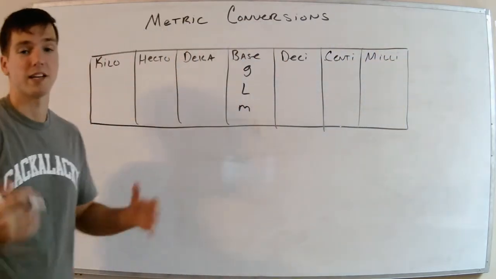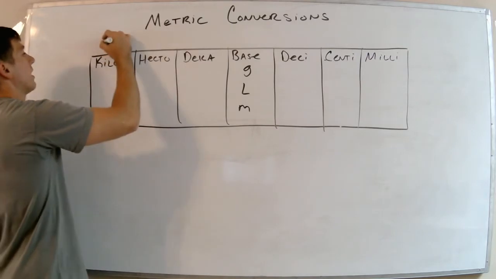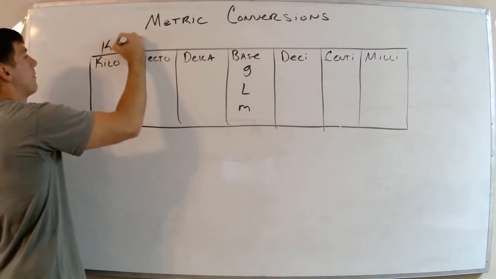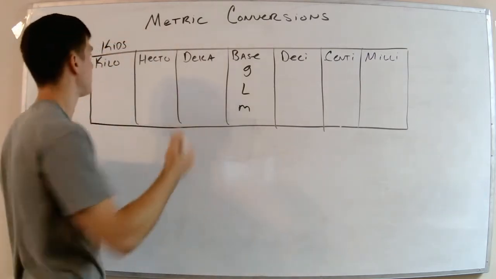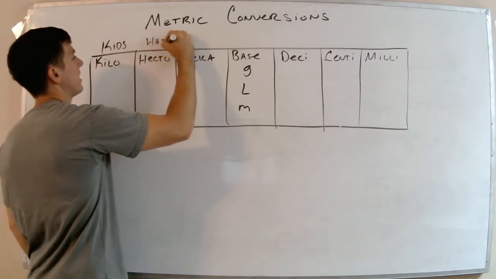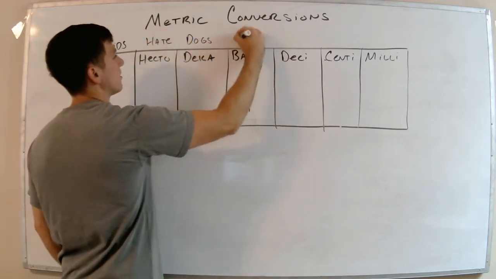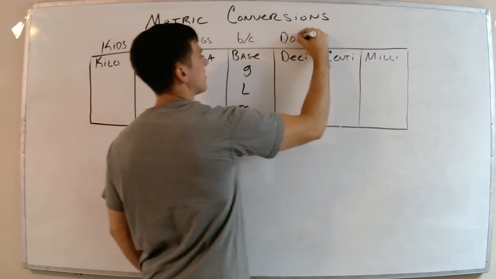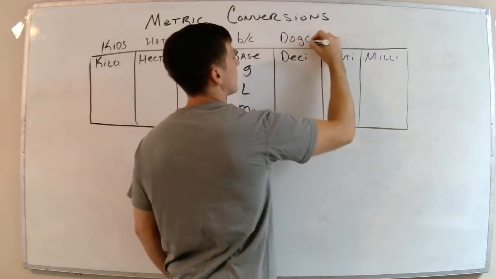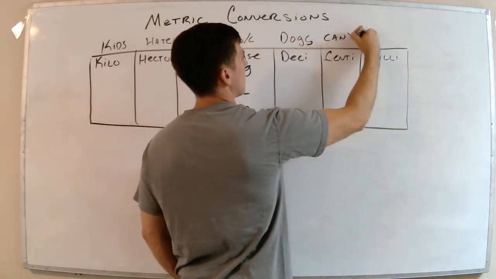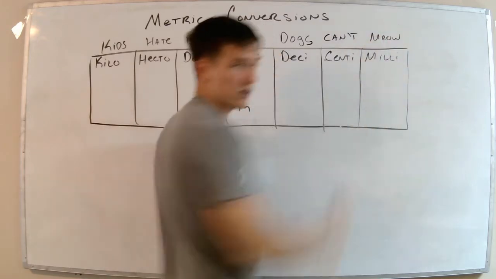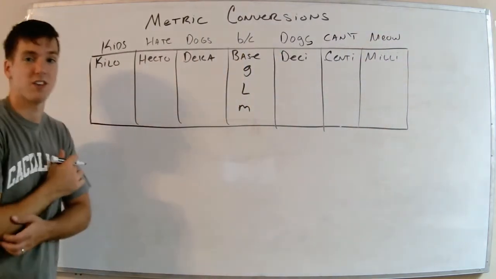Or if you would like to remember them a different way, I have my little memorization device. Kids hate dogs because dogs can't meow. So that's how I remember it. Kids hate dogs because dogs can't meow.